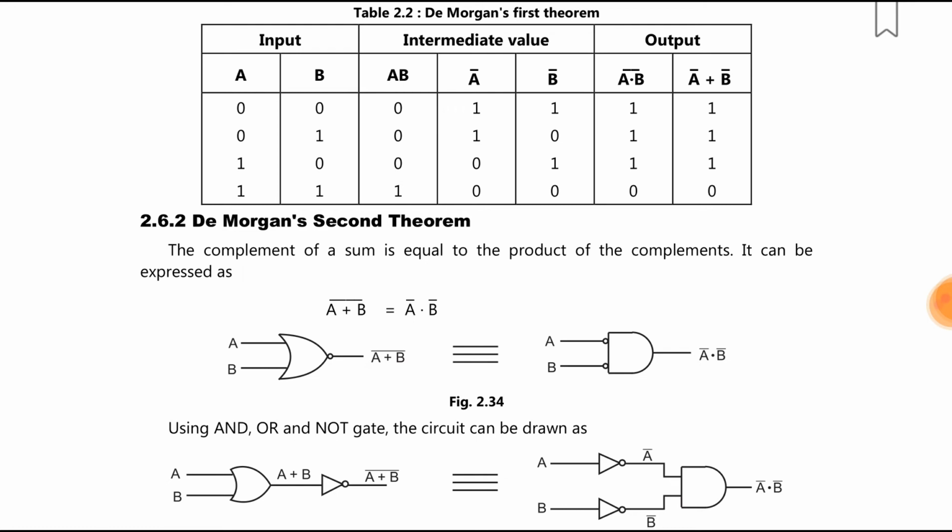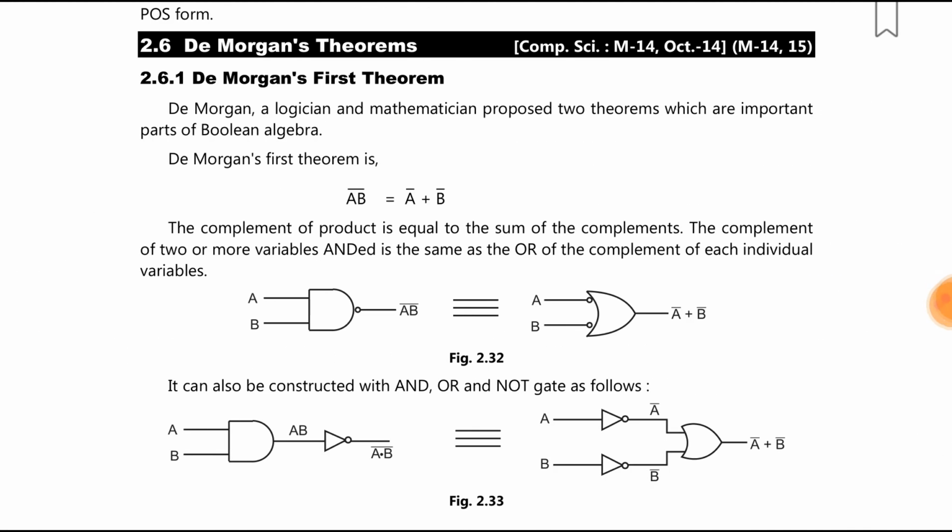Using AND or NOT gates, the circuit can be drawn like this. So you will get A and B as the input to the OR gate, so the output is A plus B, and then the NOT gate is connected, so it will become (A plus B) bar. Okay, so this is equivalent to this circuit.